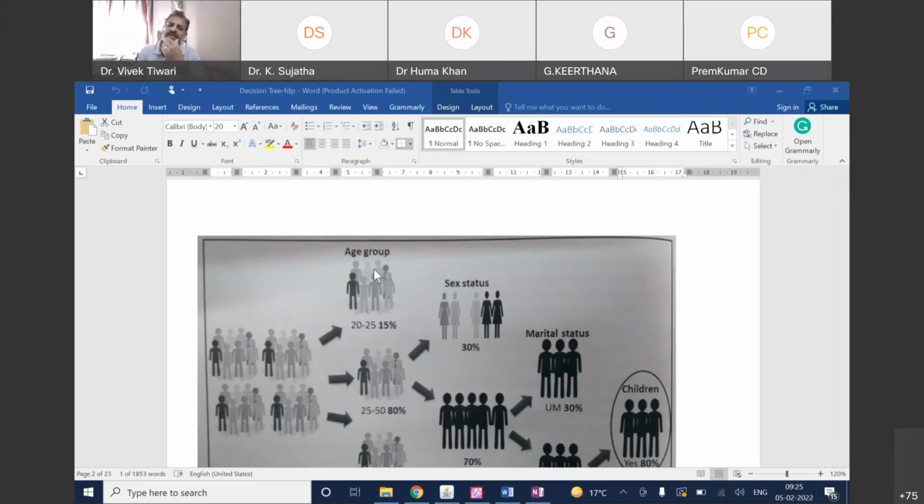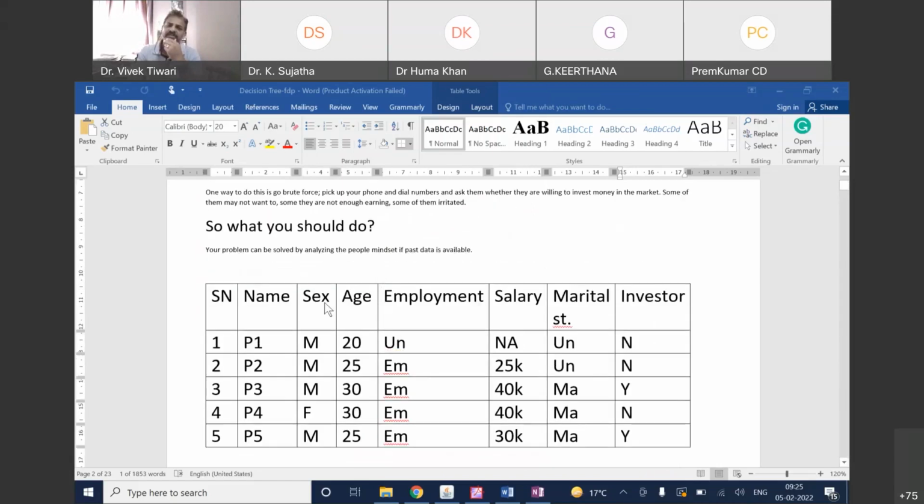Because these are the features. Go to the table. Gender is a feature, age is a feature, employment is a feature, salary is a feature, marital status is a feature. My question is, which feature will you select first to split the root node? How do you decide it? That is a big question. Everybody should understand it, then you will enjoy all the lecture. Otherwise, it will be like a robot kind of teaching.